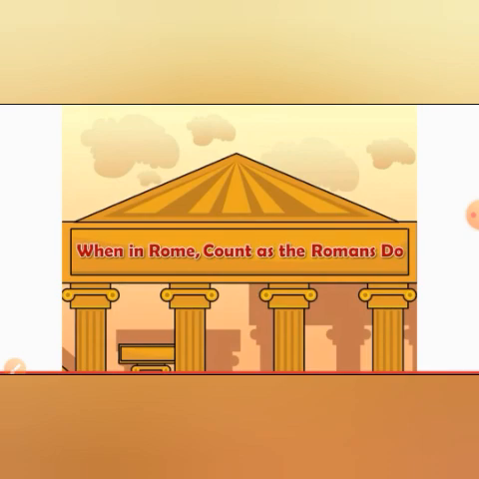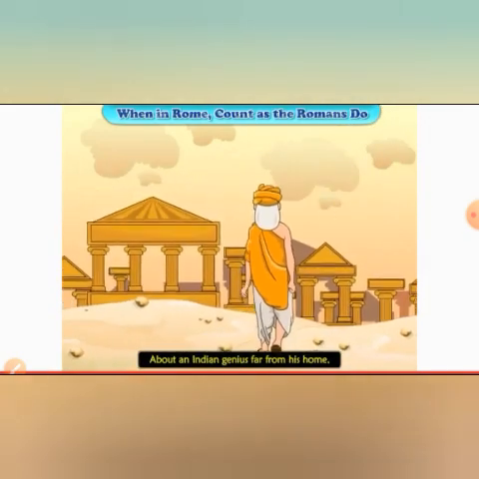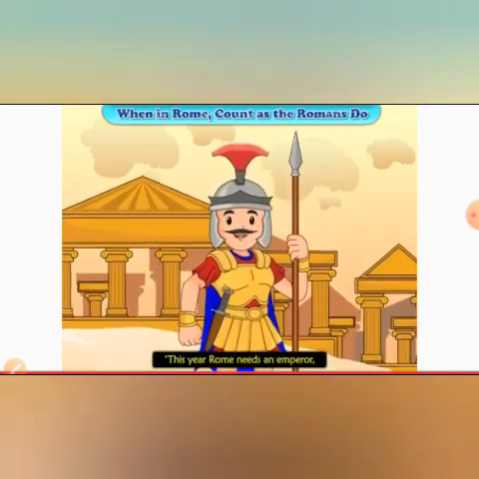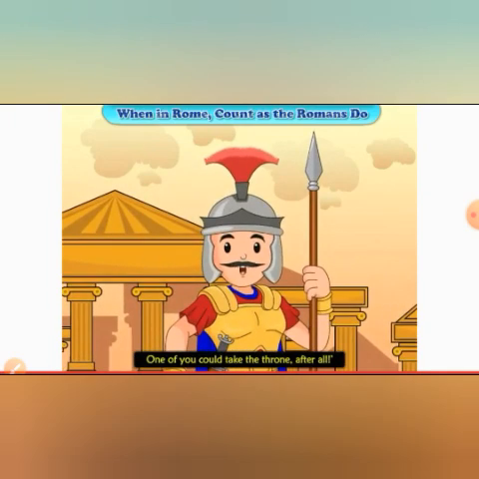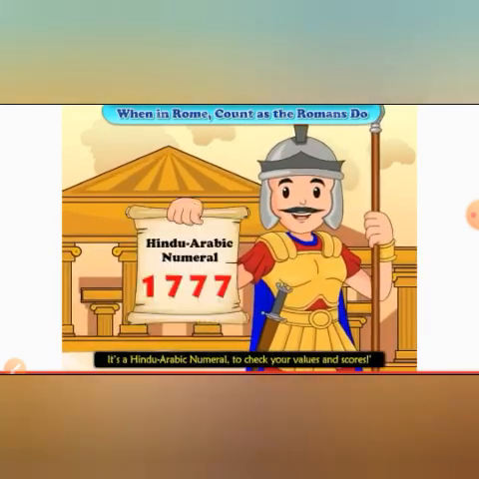When in Rome, count as the Romans do. This is an old story from Rome about an Indian genius far from his home. Friends, Romans, countrymen, lend me your ears, said a Roman general. This year, Rome needs an emperor. One of you could take the throne after all. But first, take a look at this puzzle from distant shores. It's a Hindu-Arabic numeral to check your values and scores. Represent it as a Roman numeral in a blink, and no one can stop you from becoming the king.